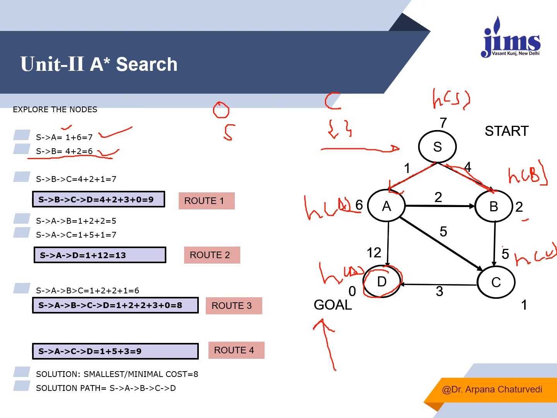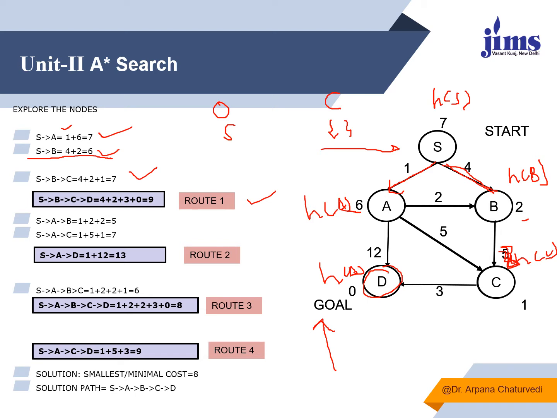This is 2. Right, it becomes 7. Now we explore further on S to B to C, because here is only one path and both the paths are same. So either we can explore first of all S to A or we can explore S to B to C. So I am exploring S to B to C to D. So it becomes S to B to C to D, 4 plus 2 plus 3 plus 0. This becomes 9. And here we reach the goal node. So that's why we say that it is route 1.